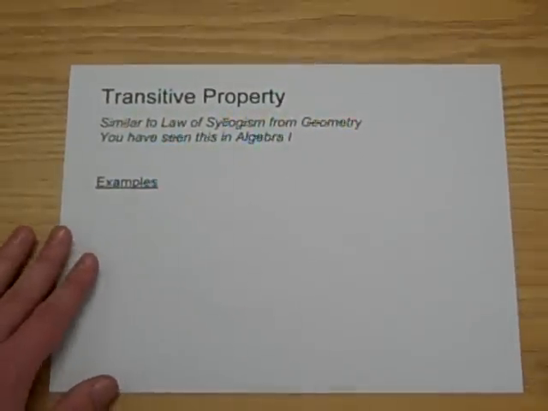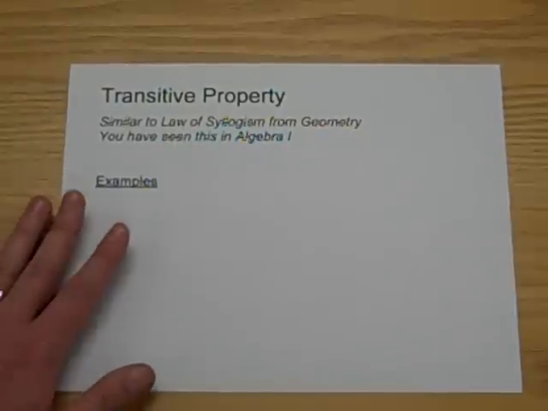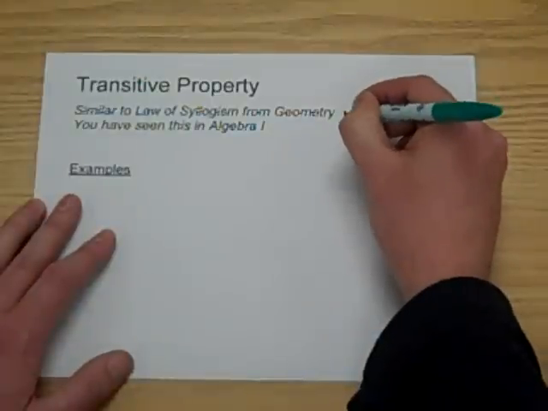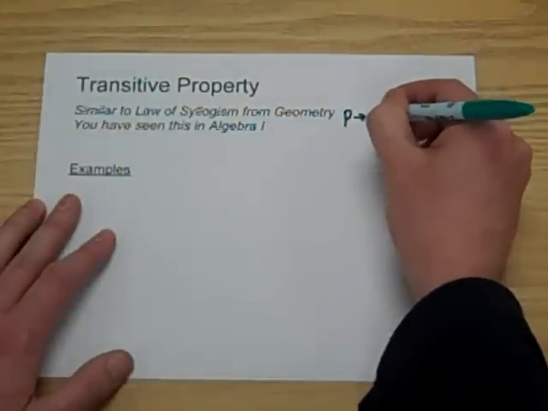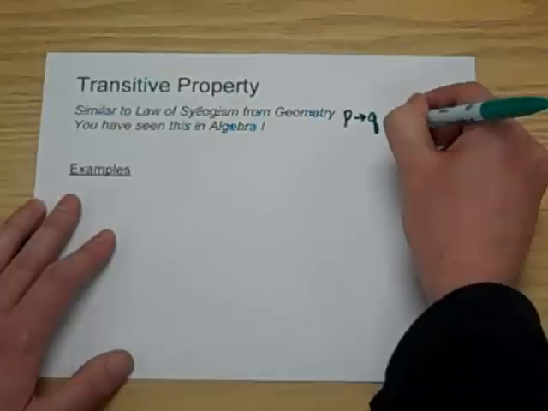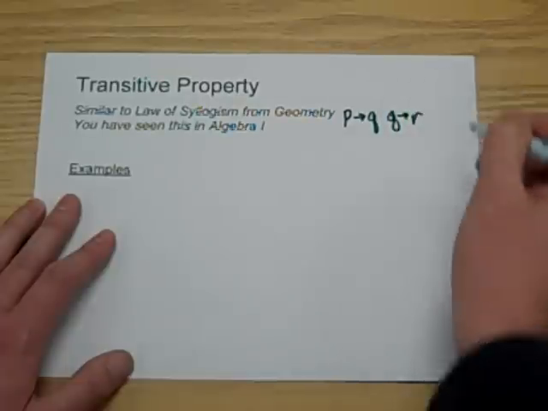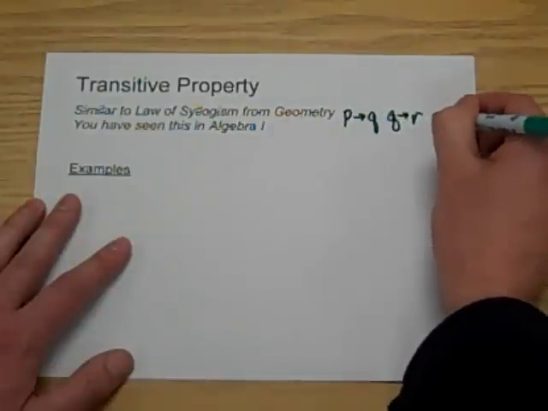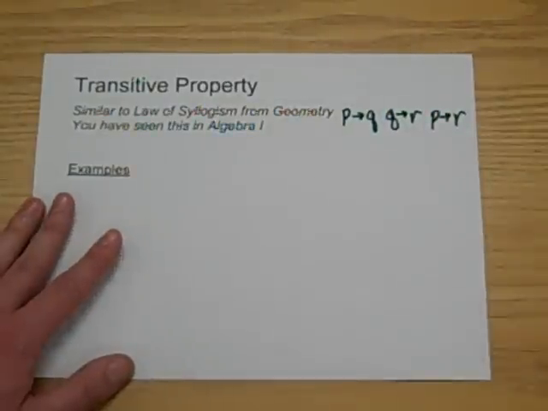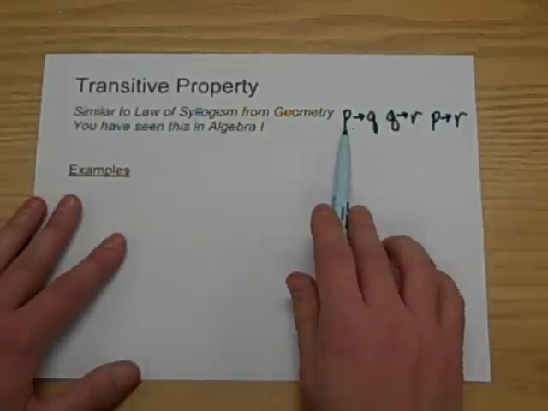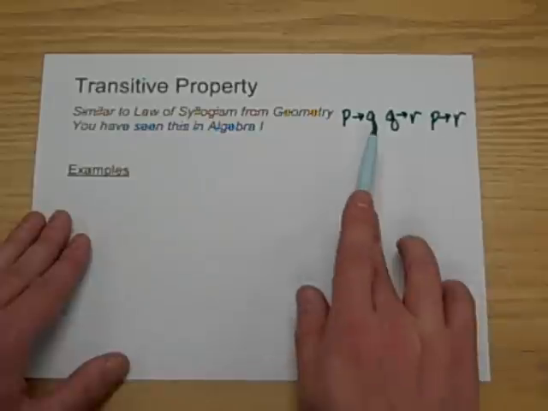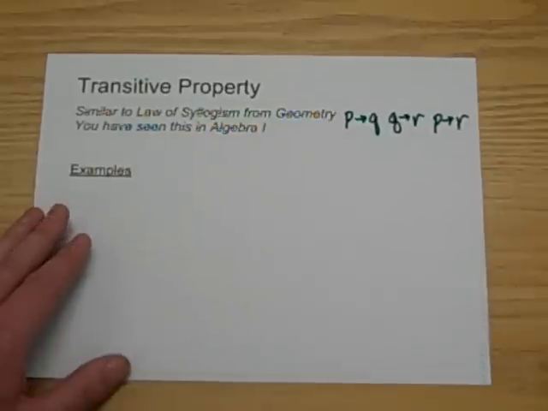Next property is the transitive property. Now this is similar to the law of syllogism from geometry. And if you remember that, this was the logic unit. You had if P then Q, if Q then R. Your conclusion was if P then R. Okay, now you probably associated words with that. You probably put that in sentence form. But that's the symbolic representation of the law of syllogism.